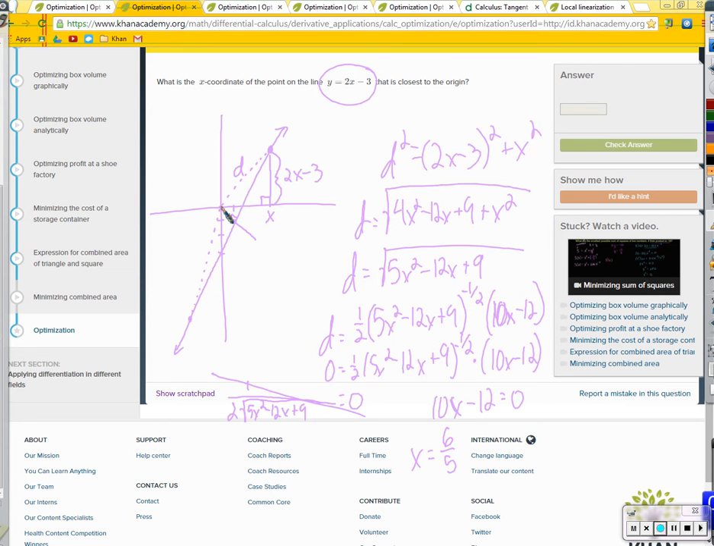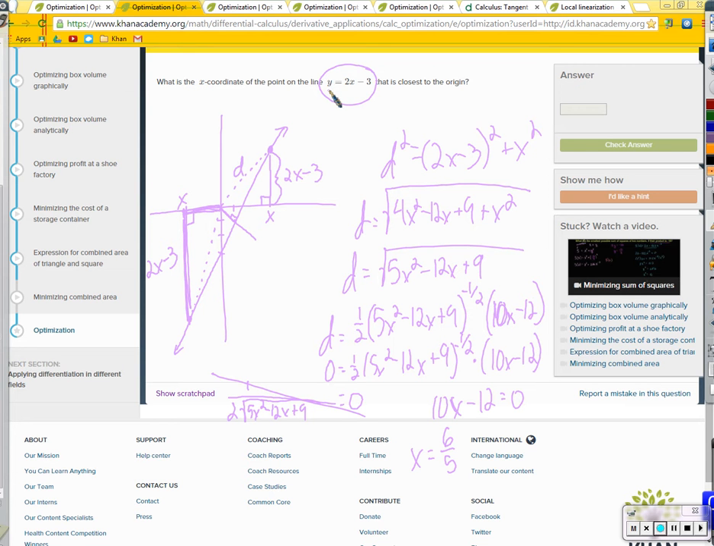Now for any point that I choose on the line, it's going to have two things that are very interesting to me. An x right here, that's this side of the right triangle. And this guy right here, which is the other side of the right triangle, is given by 2x minus 3, because that's the y value. Does that make sense?